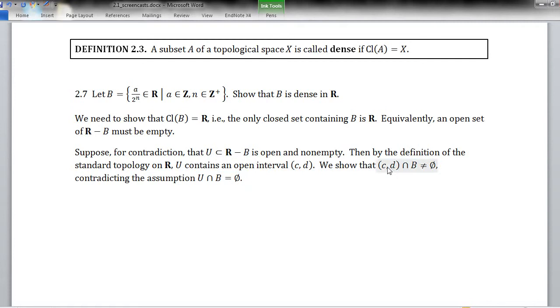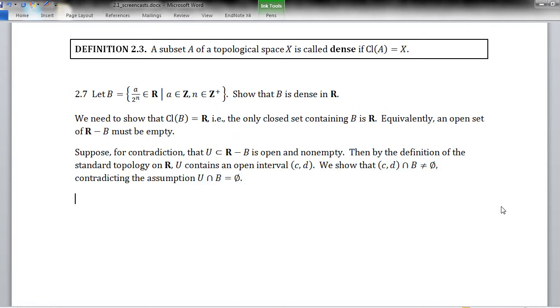Well, if the interval from C to D intersects B, that interval is contained in U, so then U intersects B in at least the same places that the interval CD does. So all we need to do to finish off is to show that this intersection is non-empty, to find at least one element in the set B, at least one of these fractions, which is between C and D.